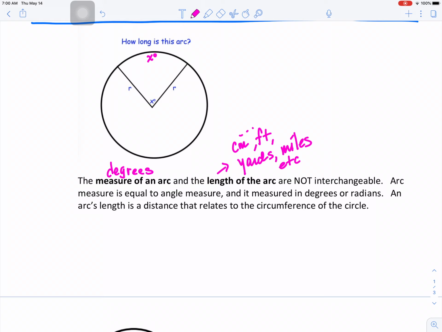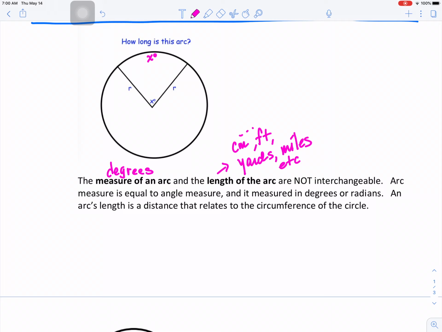So an arc could be 90 degrees and be 3 centimeters or 3 miles or 300 miles, depending upon what? What does it depend upon? I know you can't answer that, but I'm giving you a second to think. How big your circle is, right?